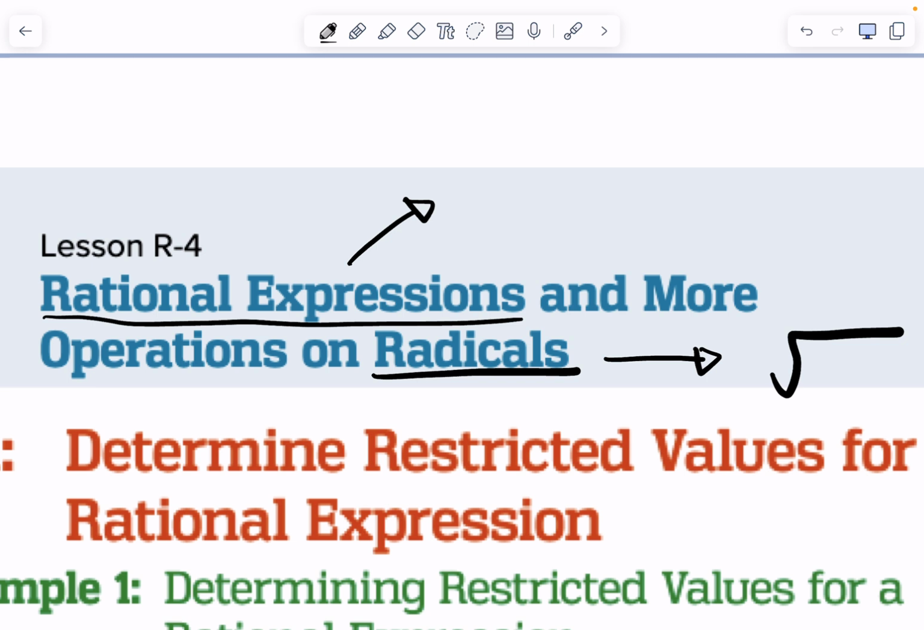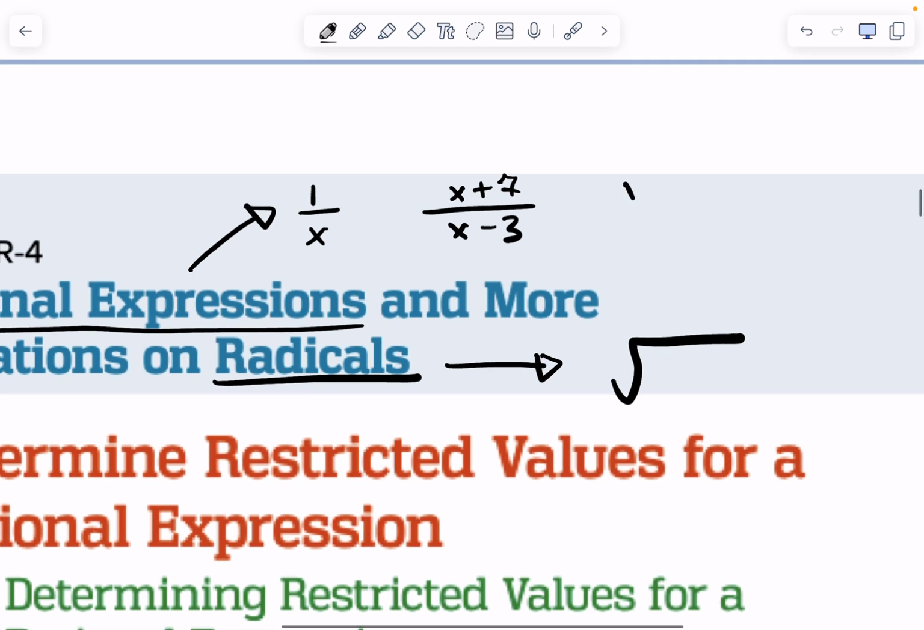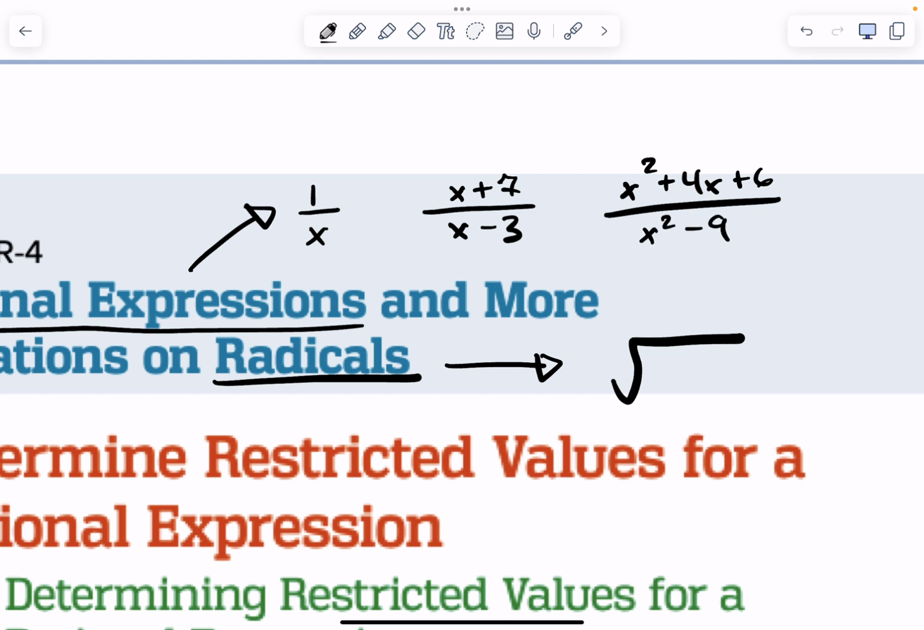Rational expression. Because we just got done talking about polynomials, right? And multiplying polynomials together, like foiling. But now we have rational functions. The simplest rational function is 1 over x. It looks like a boomerangy thing, right? But most rationals will be like x plus 7 over x minus 3, something like that. Or they might be like x squared plus 4x plus 6 over x squared minus 9. I'm making these all up. Those are all rational functions.